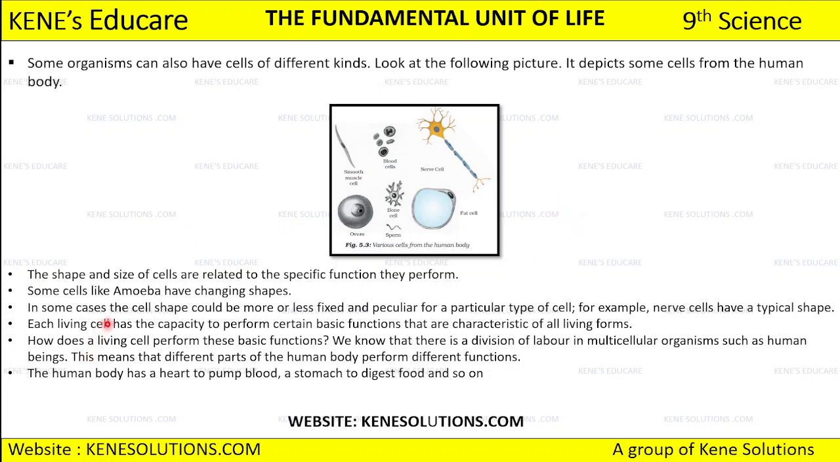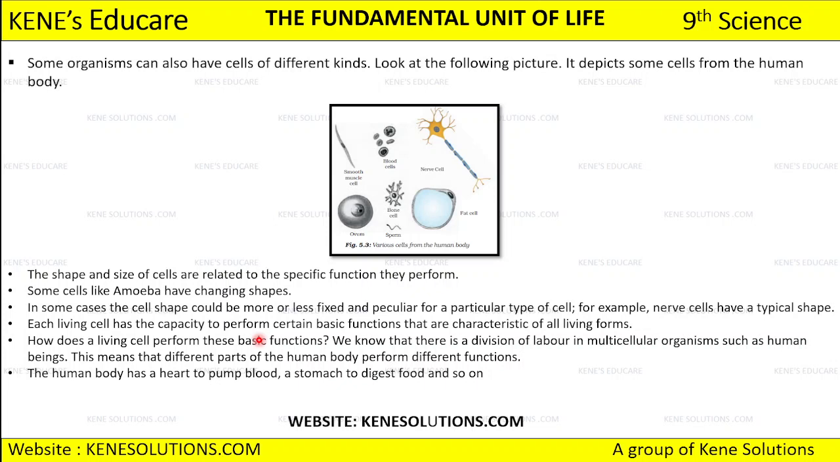So each living cell has the capacity to perform certain functions that are the characteristics of all life forms. हर एक living cell के पास एक capacity होती है that they are performing some basic functions. And when each living cell has this capacity, it means that it is a characteristic performed by all living forms, right? So here the question is, how does a living cell perform these basic functions? एक living cell ये basic functions कैसे perform करता है?